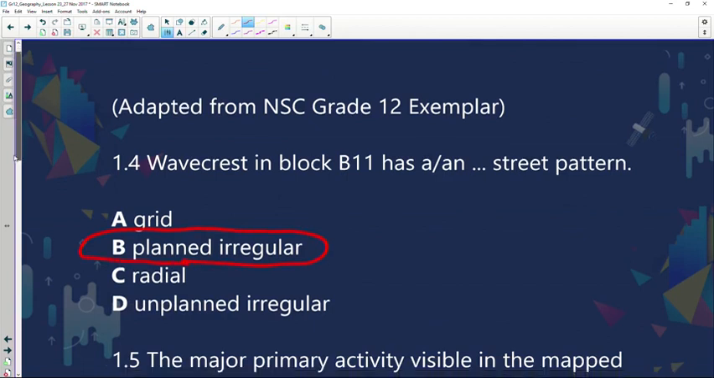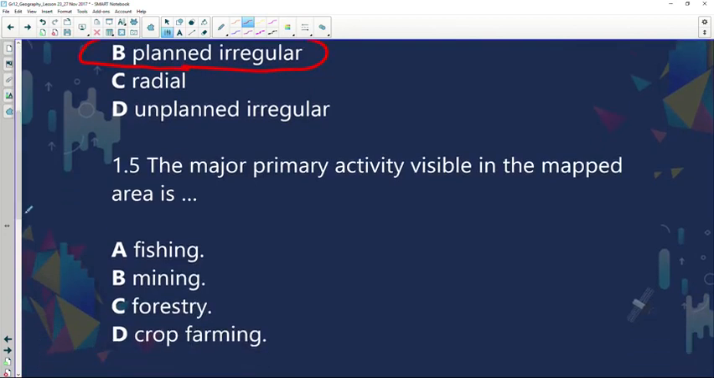Okay, and our next question, 1.5. The major primary activity visible in the mapped area is, now what's primary activity? All of these are primary activities. Fishing is a primary activity, mining is a primary activity, as well as forestry and crop farming.